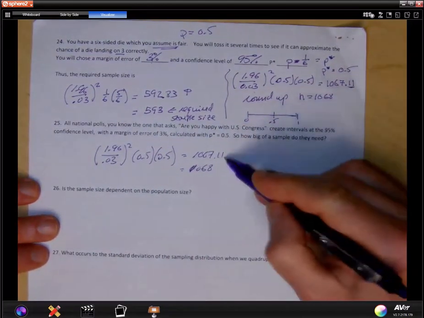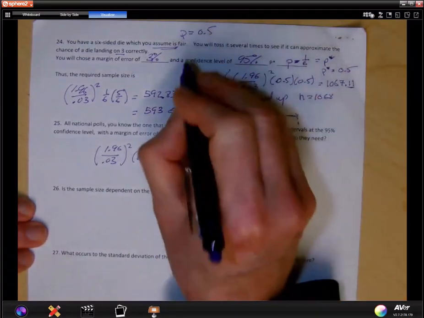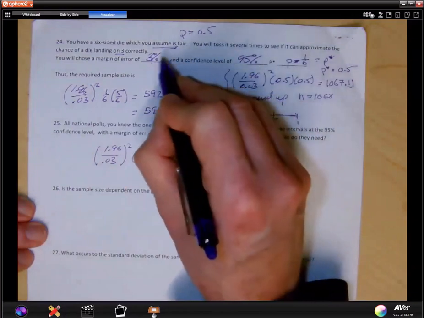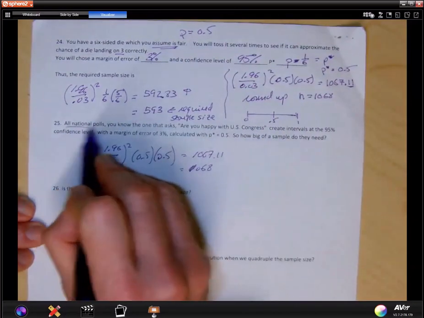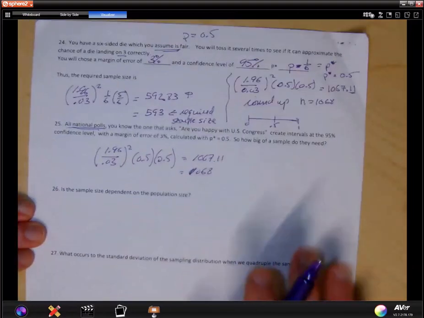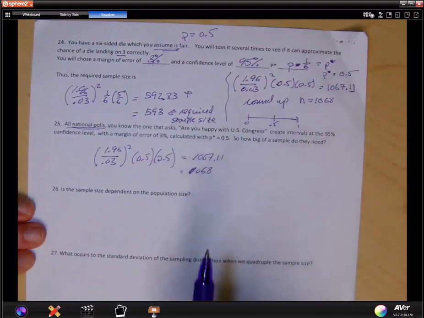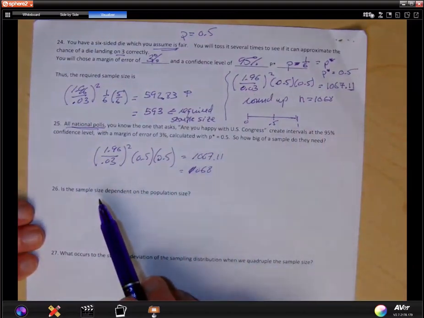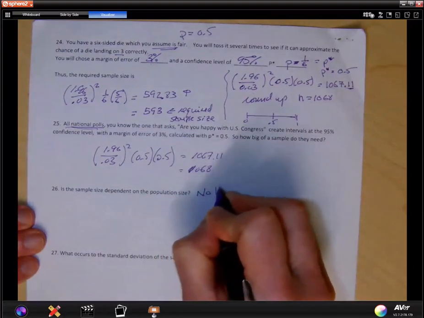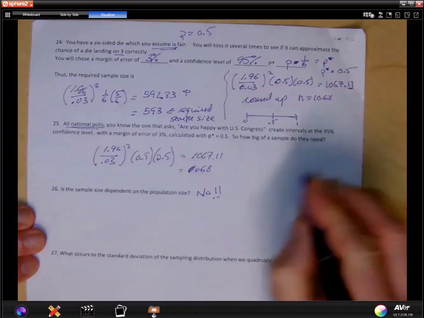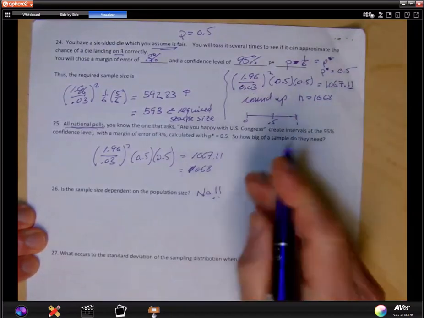So what was the purpose of doing that? It's really the same question as this. The one thing we're trying to do here is estimate the chance of a die landing on 3 correctly. Here, we're doing a national poll, so the entire nation, and they're talking about Congress. You notice, regardless of the situation, the sample size is exactly the same. So the question becomes, is the sample size dependent on population size? And the answer is no. An emphatic no.